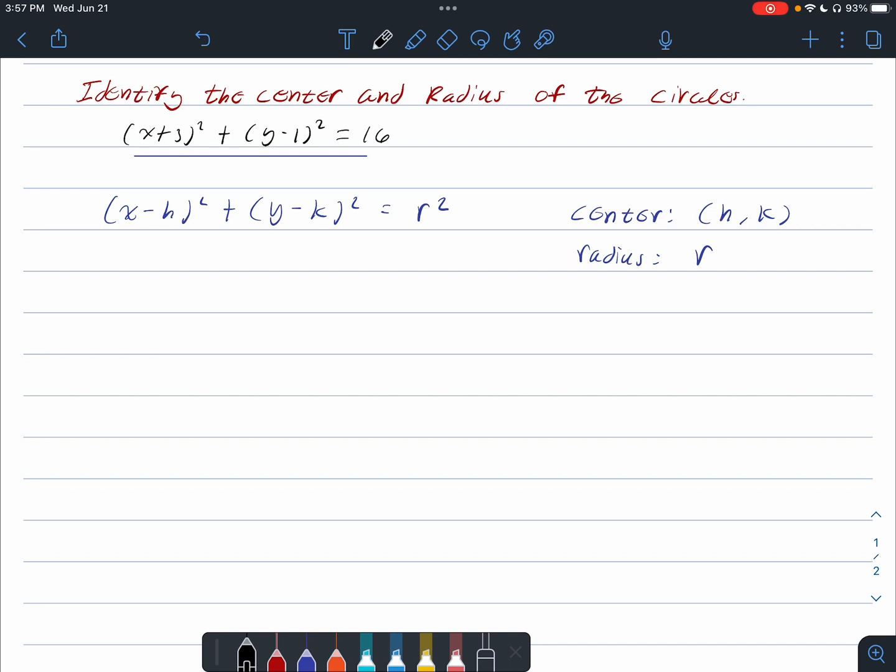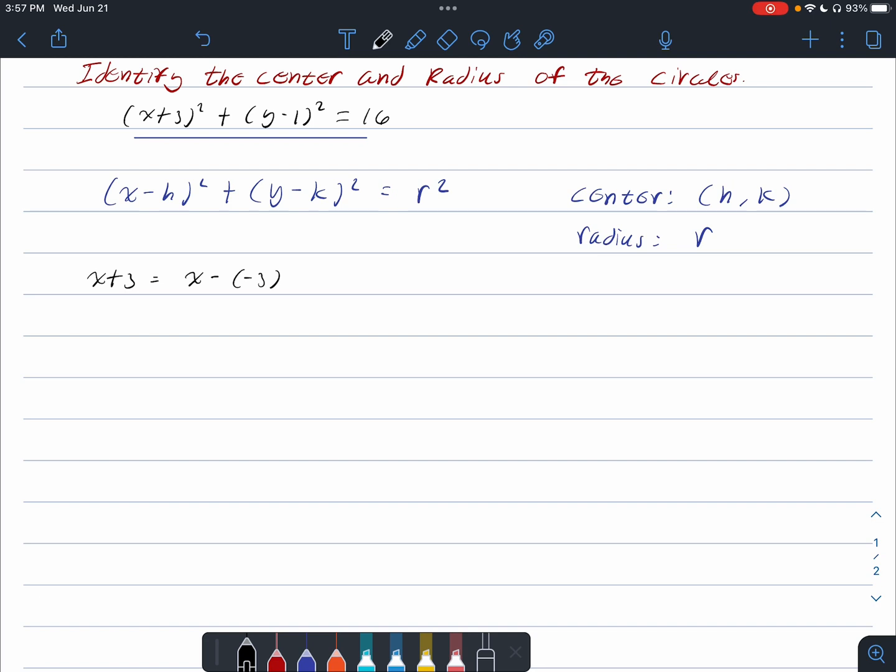So first, we can note that x plus 3 is equal to x minus a negative 3. And that observation will make it much easier for us to write x plus 3 in the form of x minus h. So we can rewrite the first part of this as (x minus a negative 3) squared. And then the second part, we have y minus k. Here we have y minus 1, so k would be 1. We can just leave that alone. We have (y minus 1) squared, and this is equal to 16. The square root of 16 is 4, so we can write this as 4 squared.